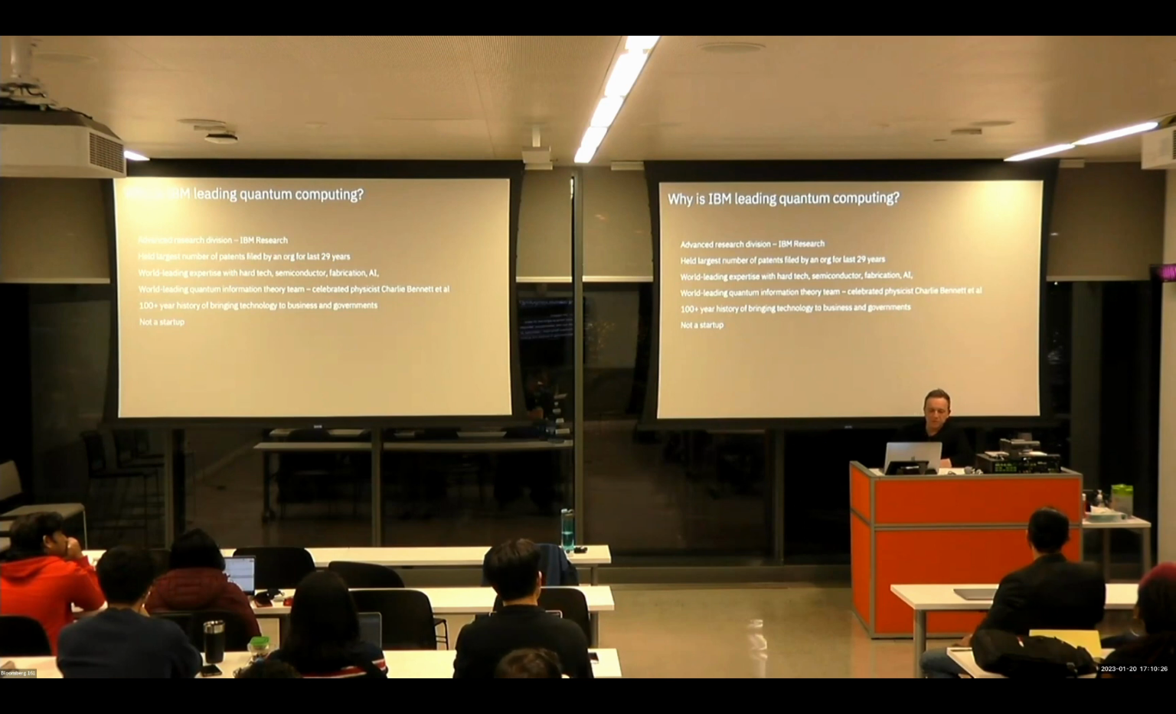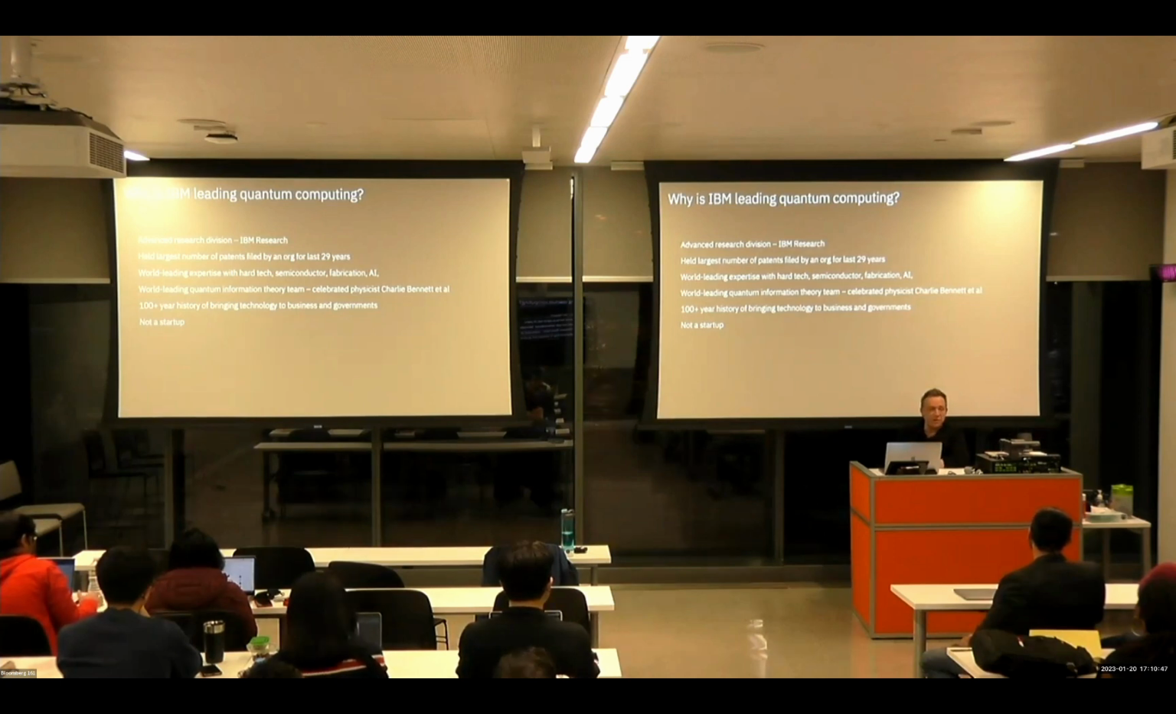Well, IBM's got a very, very advanced research division. IBM Research has held the most number of patents filed by an organization for the last 29 years in succession. So there's a huge amount of hard tech, semiconductor fabrication and AI expertise in the building. And they happen to have a world-class quantum information theory team, the famous physicist called Charlie Bennett, who's been part of IBM Research. And basically a 100-year history of bringing technology to businesses.